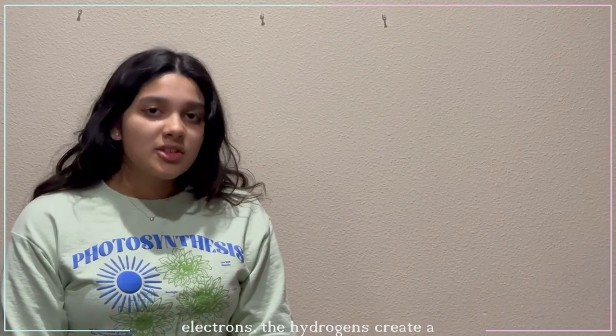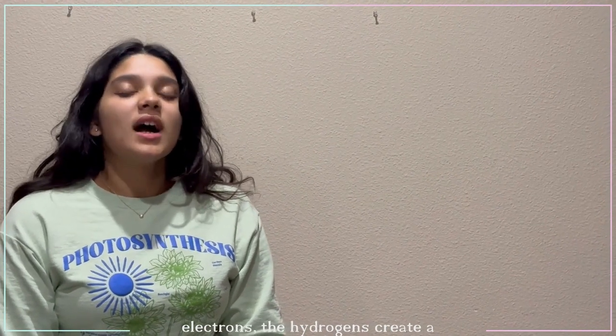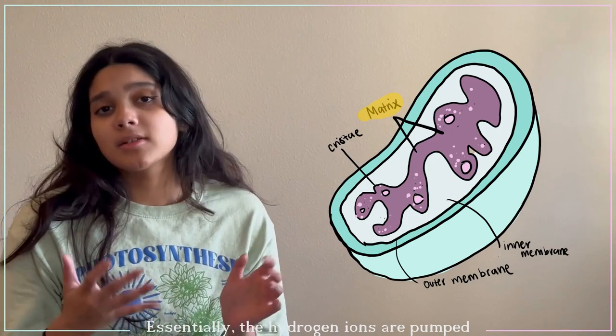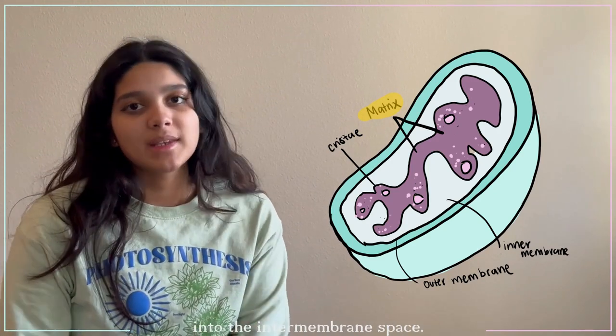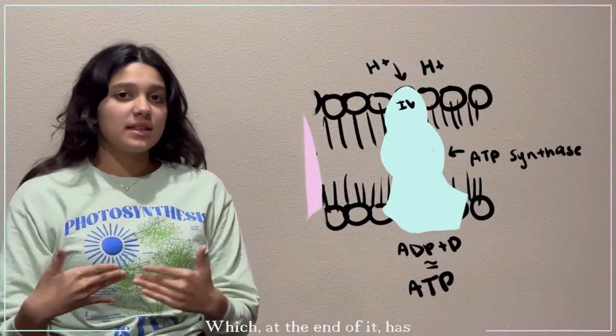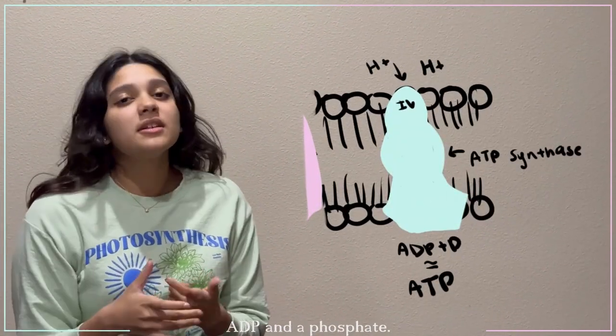As the NADH and FADH2 lose their electrons, the hydrogens create a hydrogen-proton gradient. Essentially, the hydrogen ions are pumped from the inner mitochondrial matrix into the intermembrane space. But the hydrogen can only go through a specific channel known as ATP synthase, which at the end of it has ADP and a phosphate.